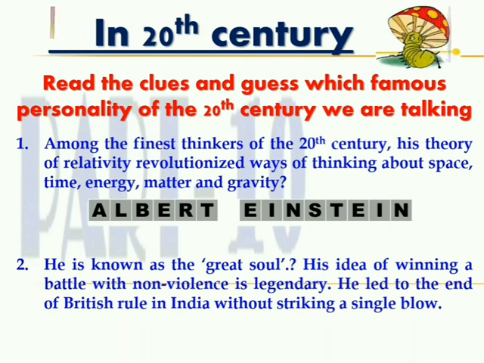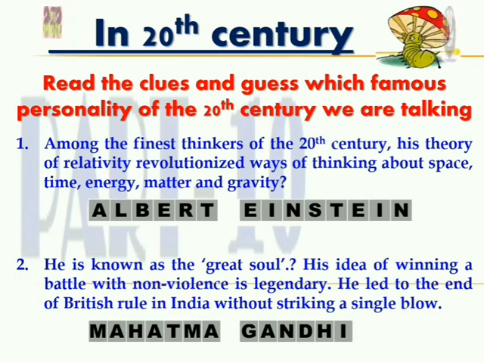The second clue is, he is known as the great soul. His idea of winning a battle with non-violence is legendary. He led to the end of British rule in India without striking a single blow. This personality's name is Mahatma Gandhi.